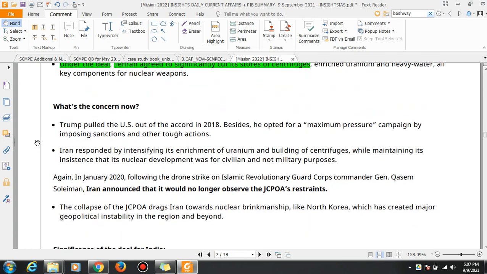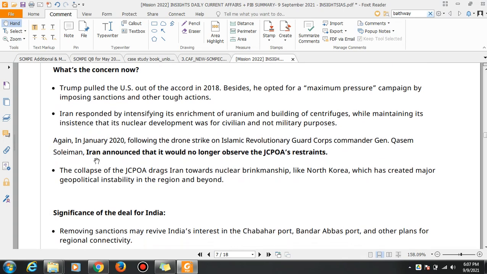What's the concern now? Trump pulled the US out of that accord in 2018, and besides, he opted for a maximum pressure campaign by imposing sanctions and other tough actions. Iran responded by intensifying its enrichment of uranium and building of centrifuges, while maintaining its insistence that its nuclear development was for civilian, not military purposes.